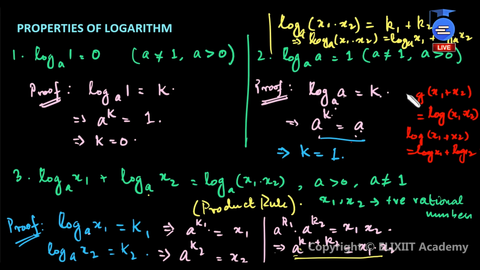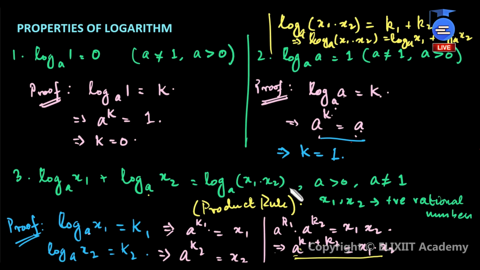Log x1 plus x2 is not log x1 into x2. And log x1 plus x2 is neither log x1 plus log x2. It is only by this product rule. So we have log a plus log b is equal to log ab. Remember it like this: log a plus log b is equal to log ab.